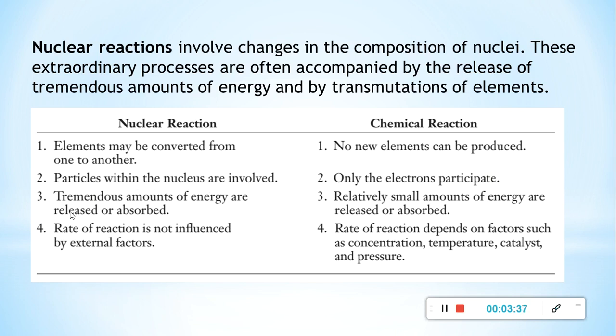The third one: in a nuclear reaction, tremendous amounts of energy are released or absorbed, while in a chemical reaction, relatively small amounts of energy are released or absorbed. And the last one: in a nuclear reaction, the rate of reaction is not influenced by external factors, while in chemical reactions, the rate of reaction depends on factors such as concentration, temperature, catalyst, and pressure.